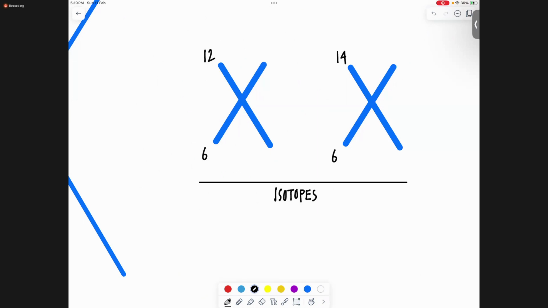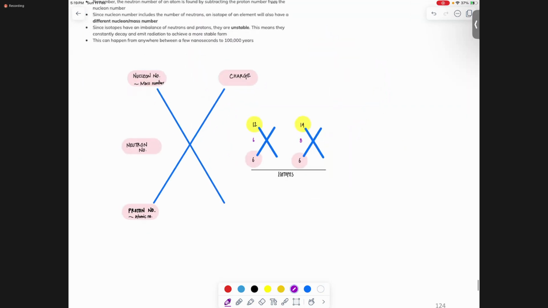So isotopes are elements of the same proton number, but different mass or nucleon number, because they have different neutron numbers, to be honest. If you look at the neutron number, then you get a picture of what's actually different about them. It is 6 for this one, and 8 for that one. So these are called isotopes.